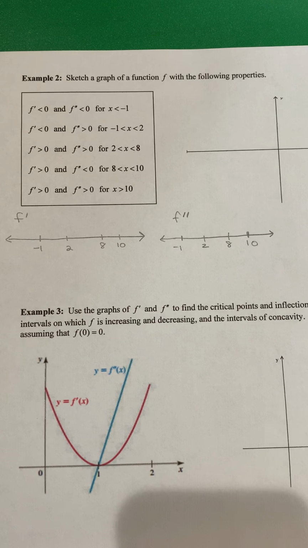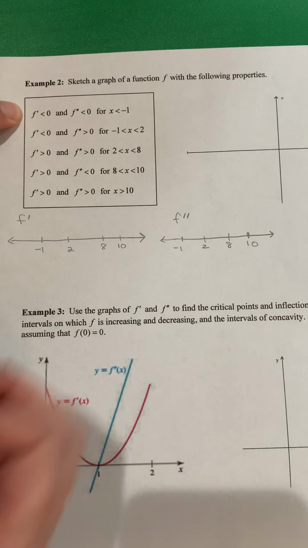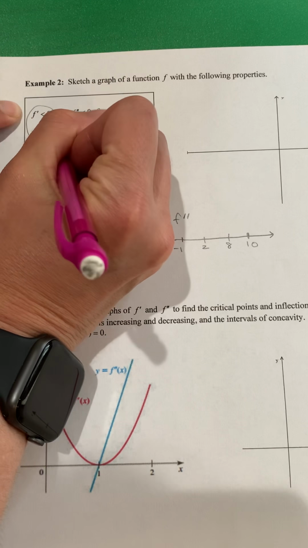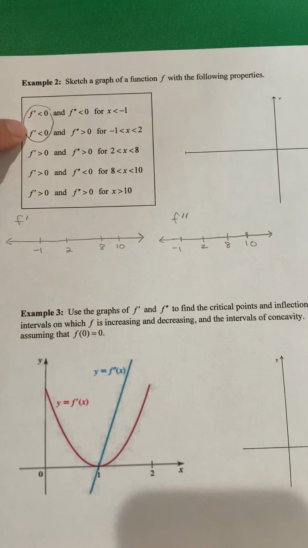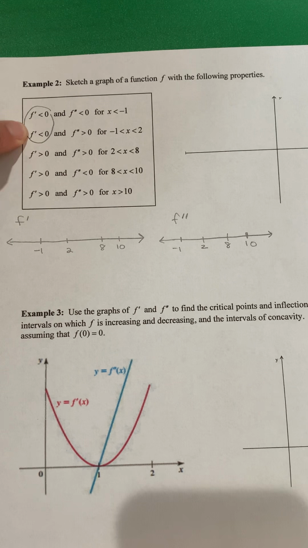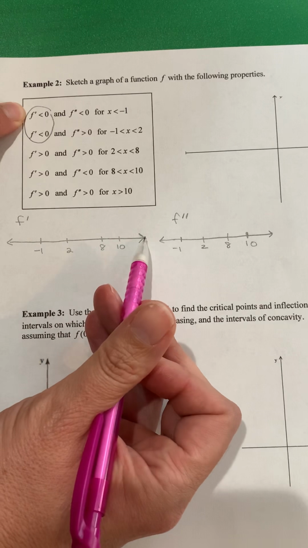We're going to be looking at example 2 in your section 4.4 notes. In this example, we want to draw the graph of our function f given the properties in the box. So we'll start with the first derivative. You'll notice in the first two lines, it says that the first derivative is less than 0 or negative. So I'm going to put negative signs on my sign interval, which I already have drawn.